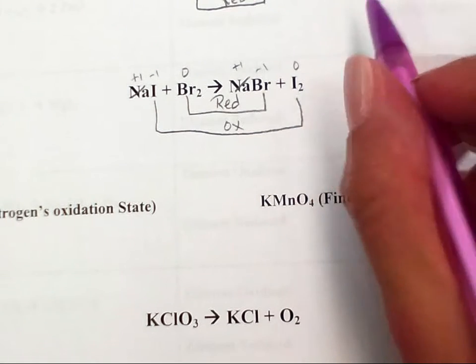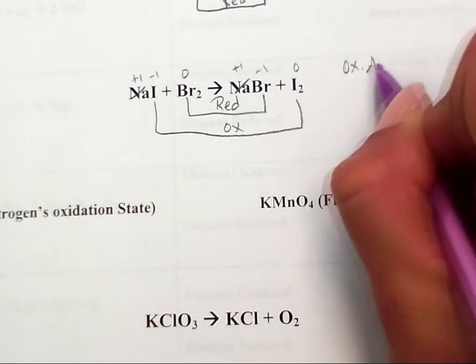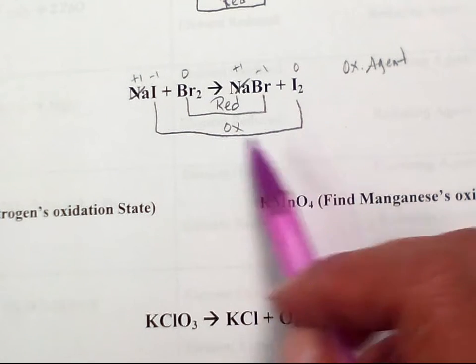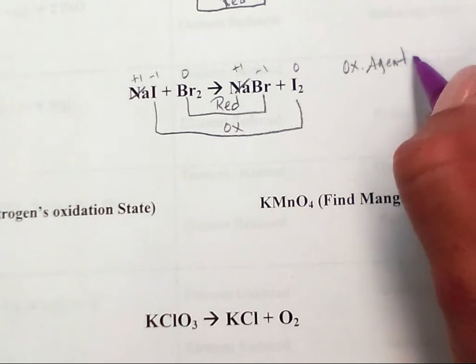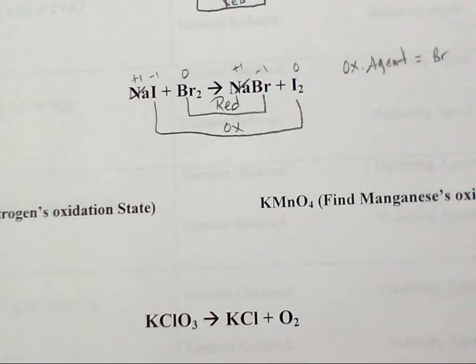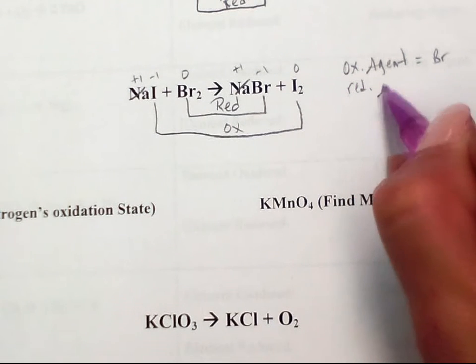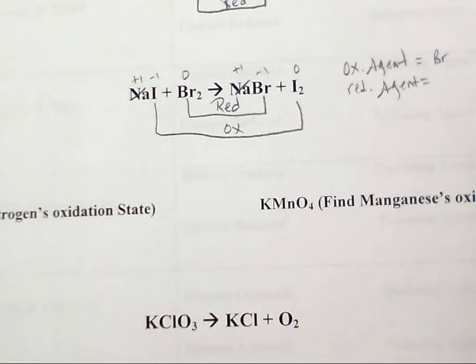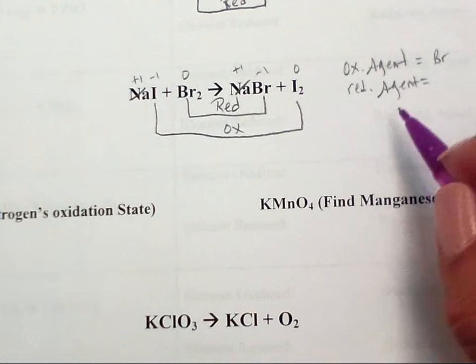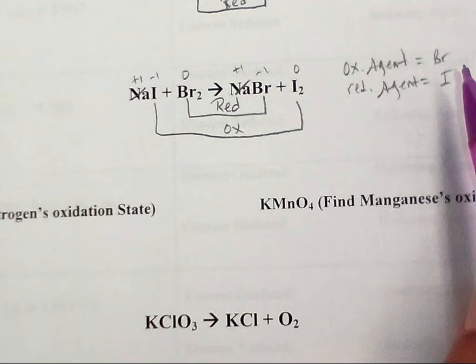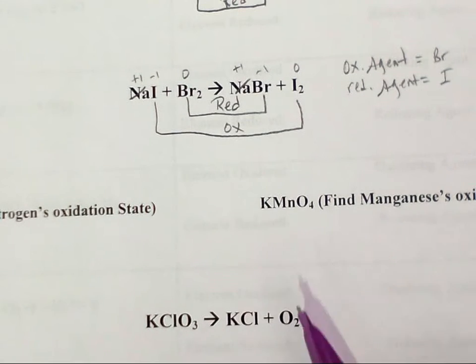Now, finding the agents, the oxidizing agent. In this case, since iodine is oxidation, that means bromine would have to be the agent. This is what allowed this to happen. The reducing agent is going to be iodine because that is what allowed the oxidation to occur.